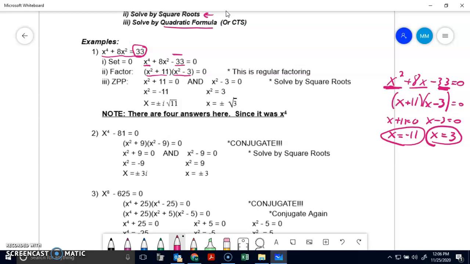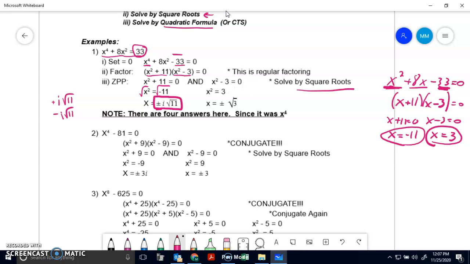So here, my factors are x squared plus 11 equal to 0 and x squared minus 3 equal to 0. And I'm going to solve these by square roots. So how do I solve? First, I minus 11, and then I take the square root of both sides. The square root of negative 11 is plus or minus, don't forget your plus or minus, i square root of 11. We popped our i out because we took the square root of the negative. So plus or minus i square root of 11. There's two answers, i square root of 11 and negative i square root of 11, both positive and negative.